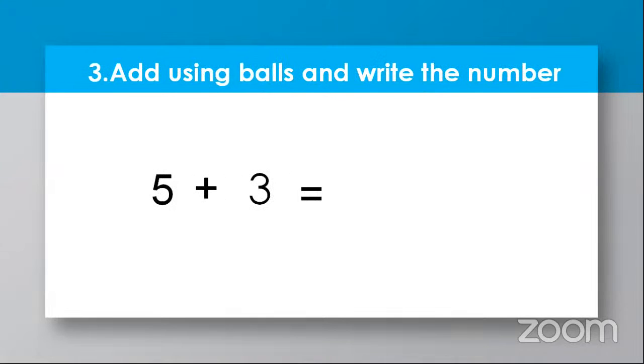Wow. Add using balls. Madam Robinah, kindly unmute. Madam Robinah, if you can hear me, kindly unmute. Can't hear you. Teacher Robinah. Okay.